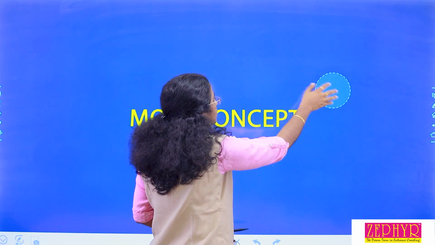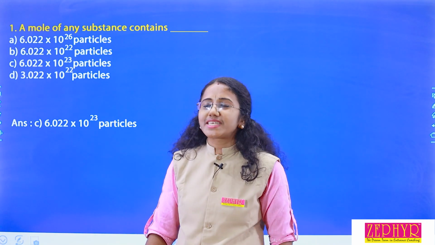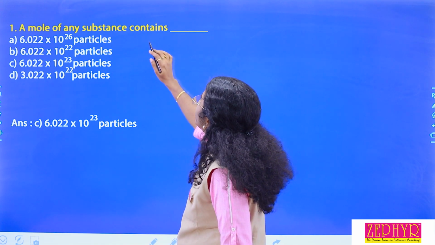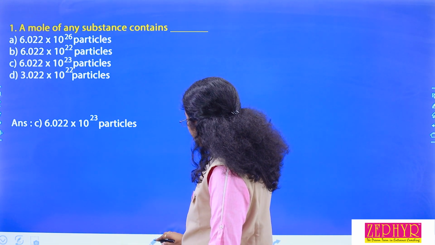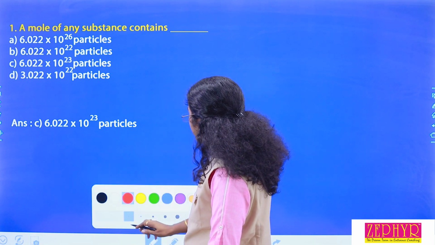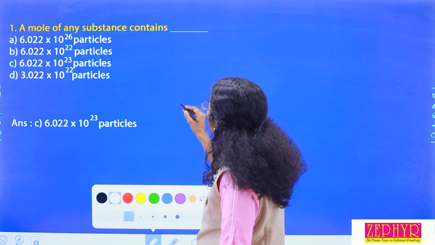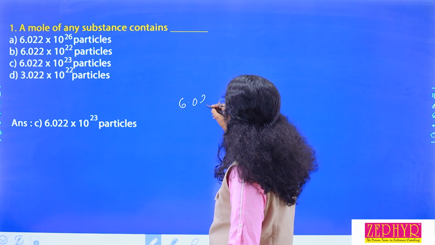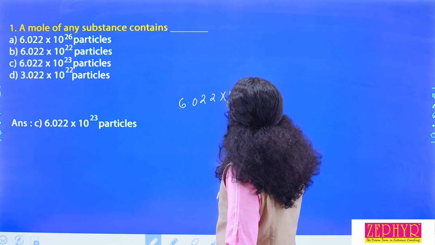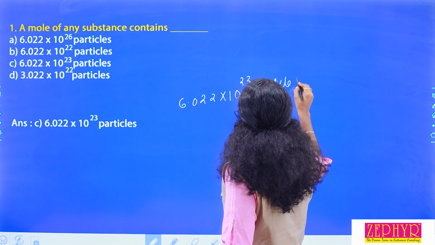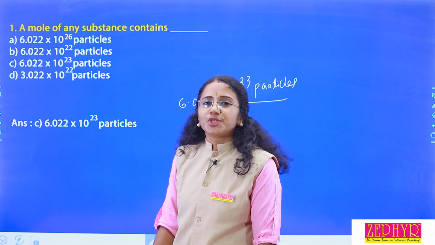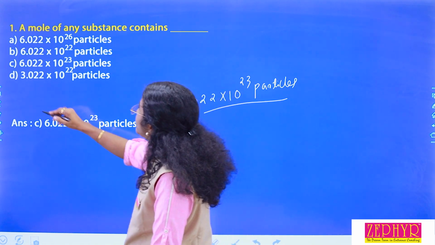Okay, let's move to the questions. Question number 1. A mole of any substance contains dash. A mole of any substance contains Avogadro number of particles, right? So 6.022 × 10^23 particles. So the option is C.